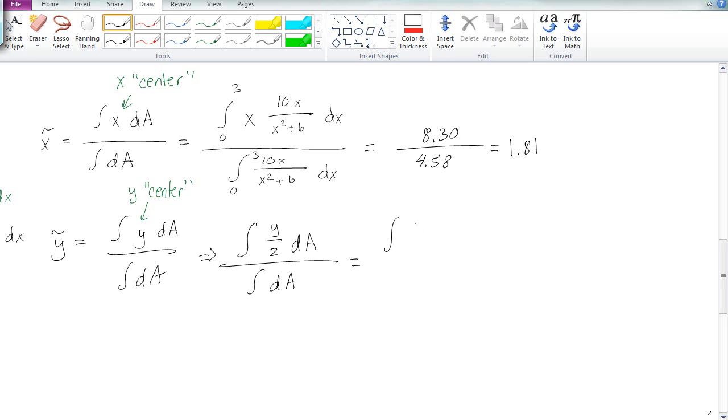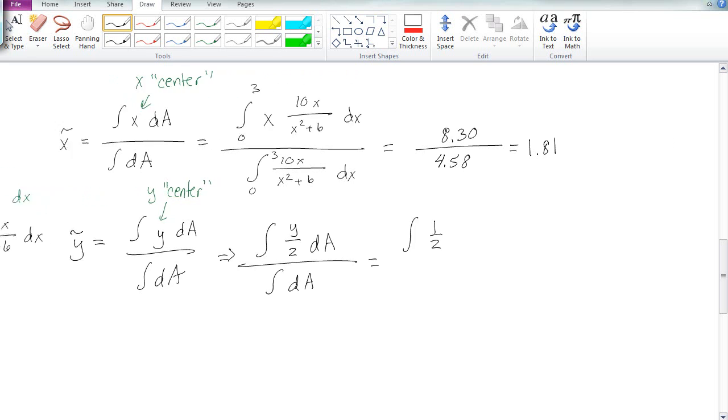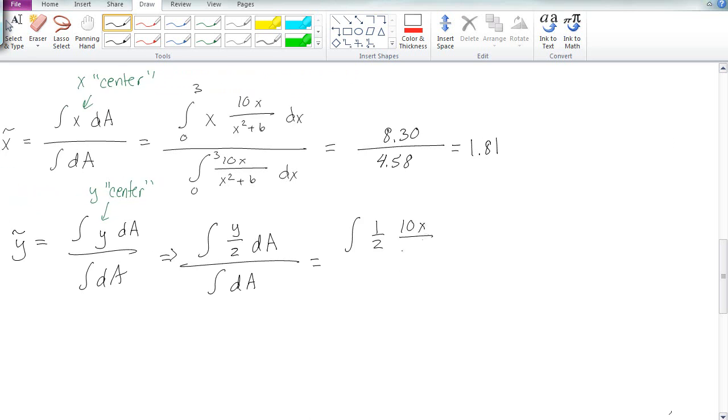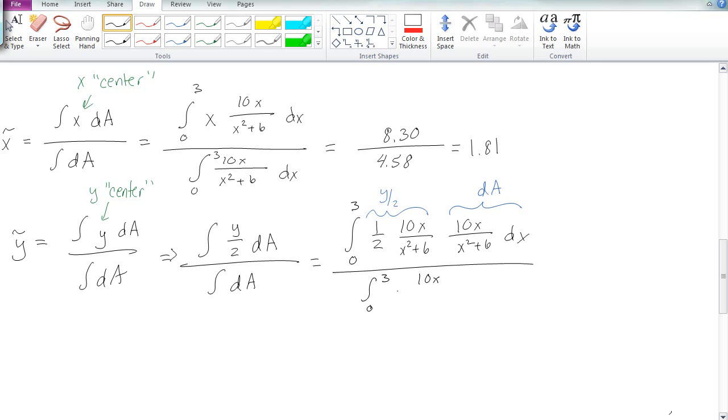And I'm just going to go ahead and plug this in. We've got 1/2, and then y was just 10x over x squared plus 6. And then we've got the dA. This guy right here is the y over 2, so don't get that confused. And then we have this part here, which is the dA part. dA divided by the integral of this, which we already calculated, but I'm just writing it out because it makes me feel better. dx.